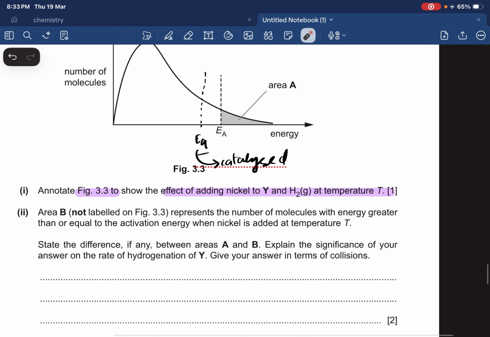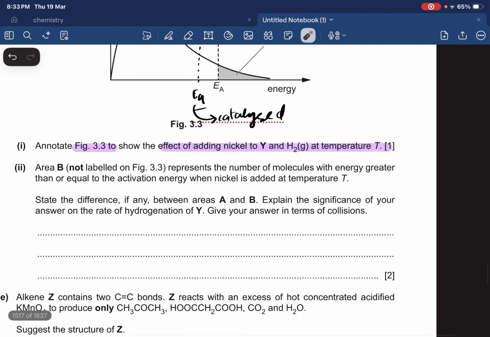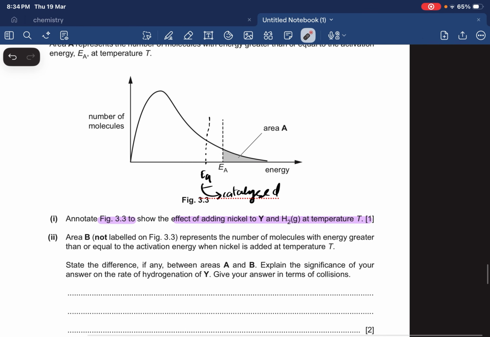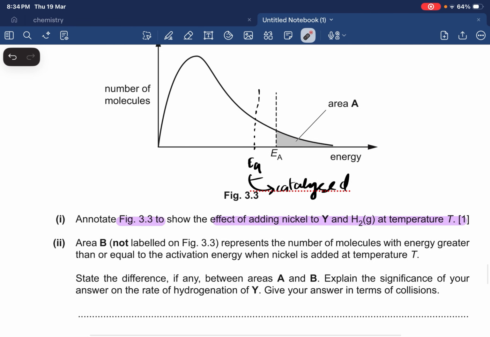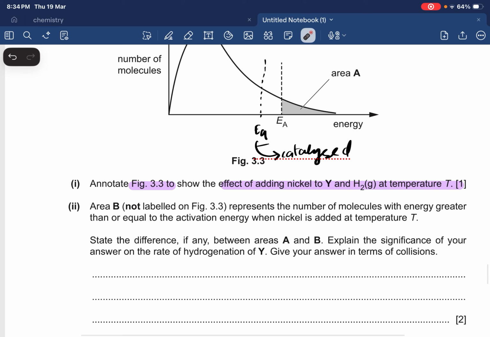It's going to be a little lower. Area B, not labeled, represents the number of molecules with energy greater than or equal to the activation energy when nickel is added. So this entire area is area B after nickel is added, and this area is area A. Area A is less because when you don't have a catalyst, you have fewer particles with greater than activation energy, and when you have a catalyst, you have more particles.